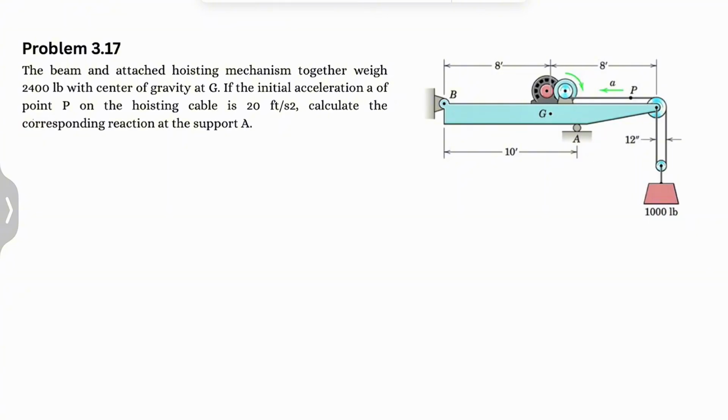If the initial acceleration of the point B on the hoisting cable is 20 feet per second squared, so we have the acceleration here for the cable, which is 20 feet per second squared, we need to calculate the corresponding reaction at the support A.